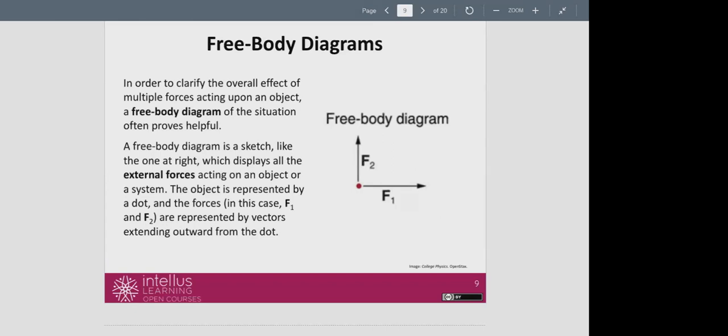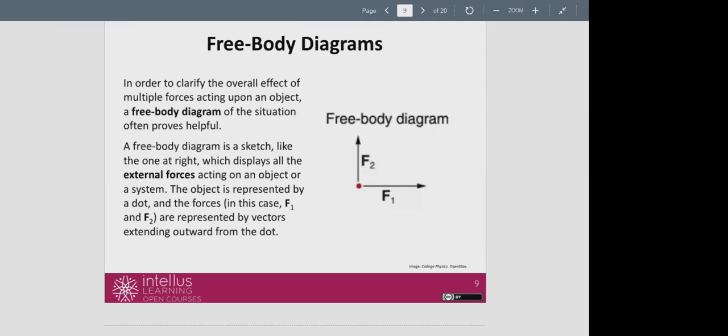And you can see that there's force number 1 and force number 2. And we can see that they point in different directions because the arrows point in different directions. Okay? Now, you might be asking the question, what kind of object is being represented by the dot? The answer is any kind of object. Any kind of object that we want to analyze the motion of, where forces are important.